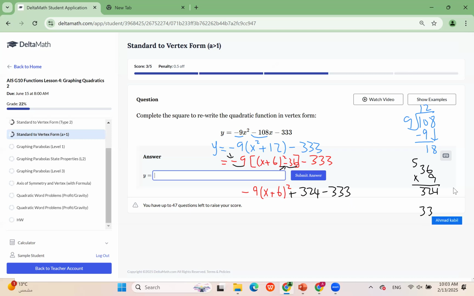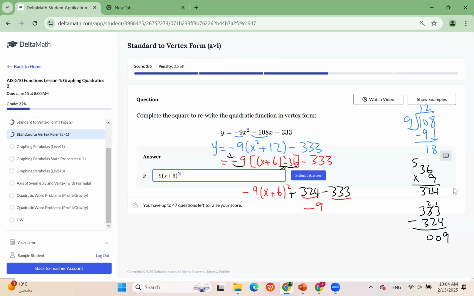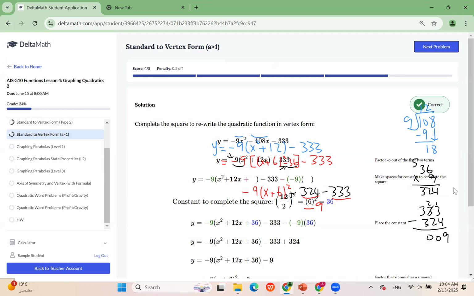So I'm just going to subtract bigger minus smaller. 333 minus 324. This gives us a 2 here. 13 minus 4 is 9. 2 minus 2 is 0. 3 minus 3 is 0. So the difference is 9. Is it positive or negative? It's negative because obviously 333 is a bigger number than 324. So the final answer is minus 9. I'm just going to write negative 9 times x plus 6 all squared minus 9 again. And this is correct as well.